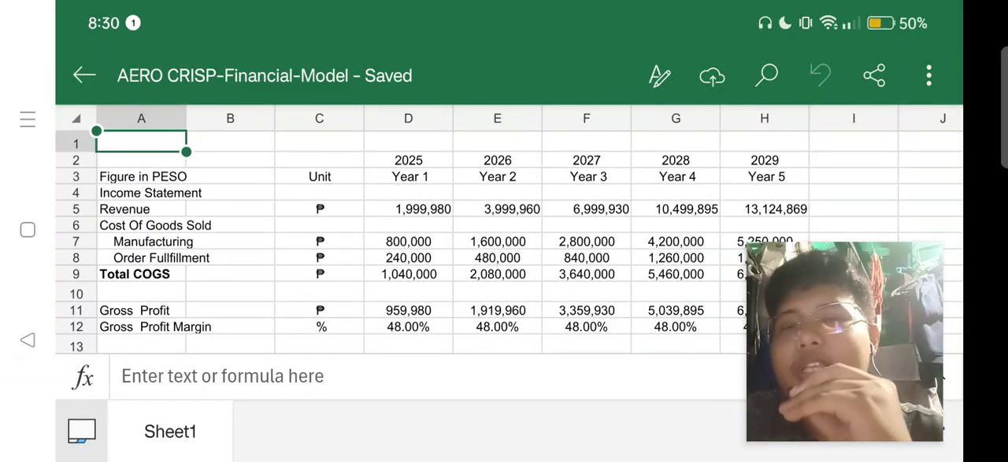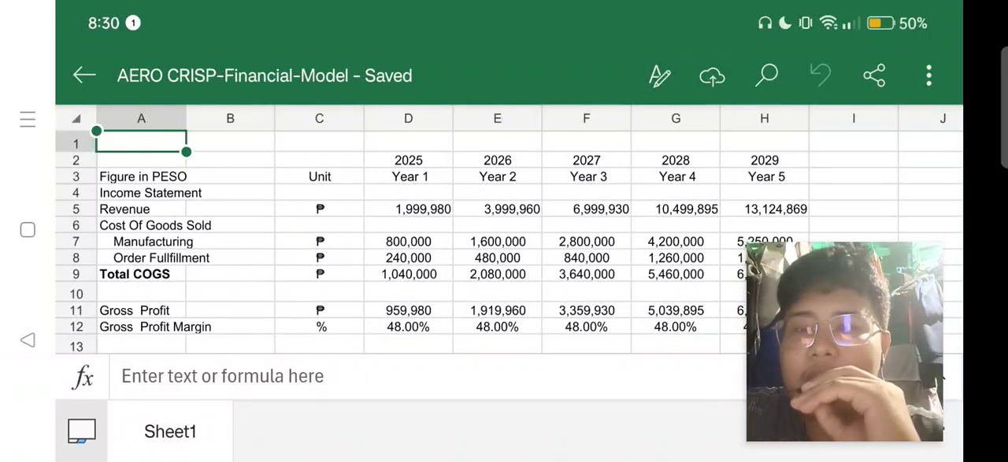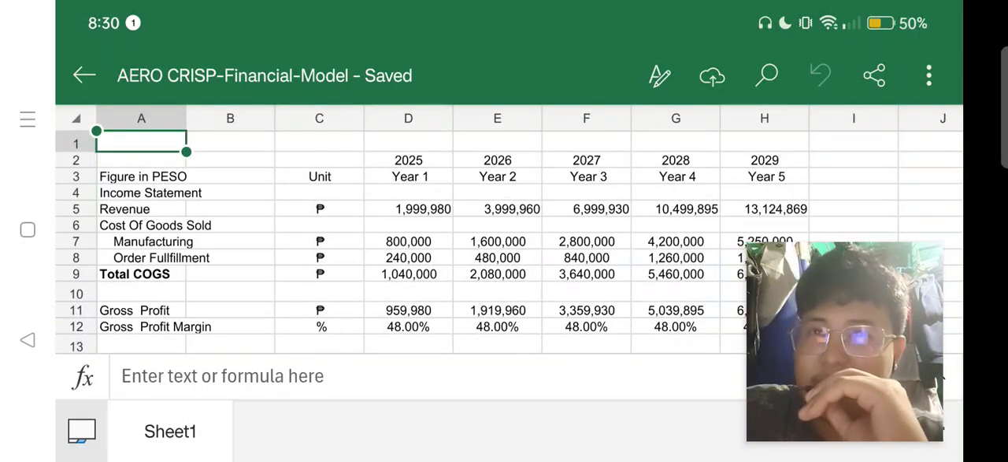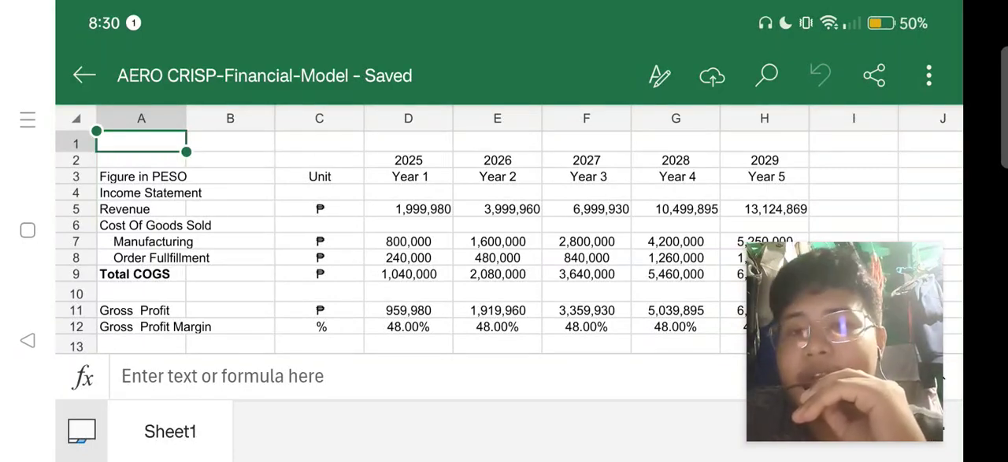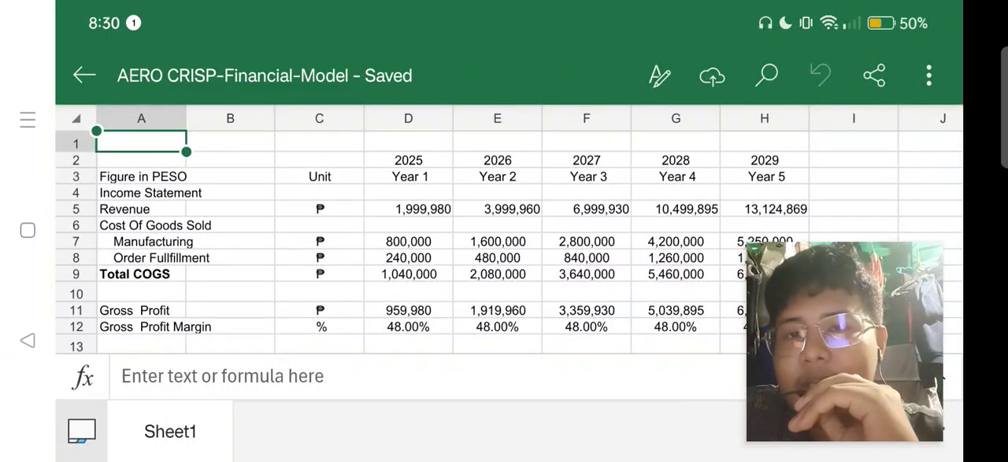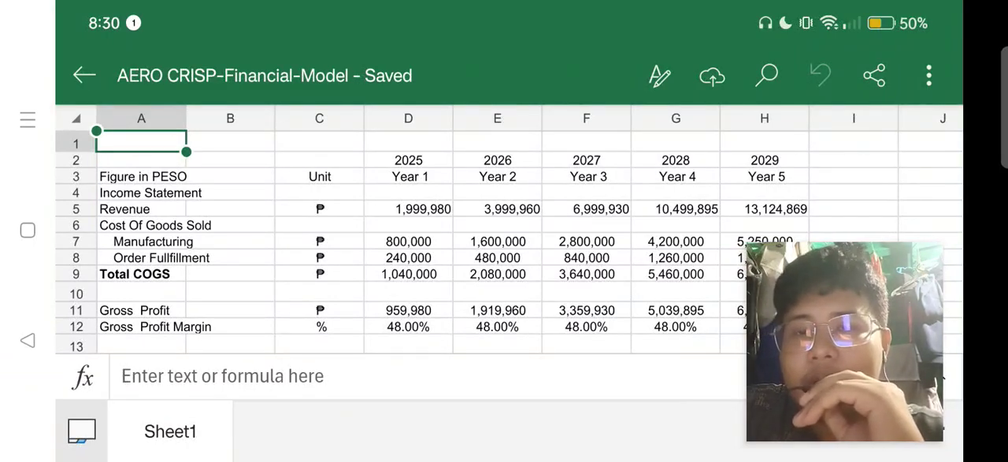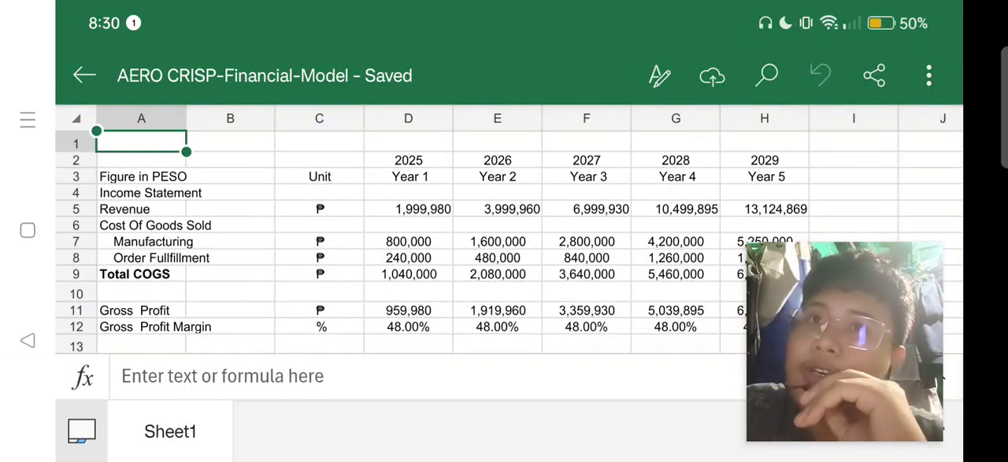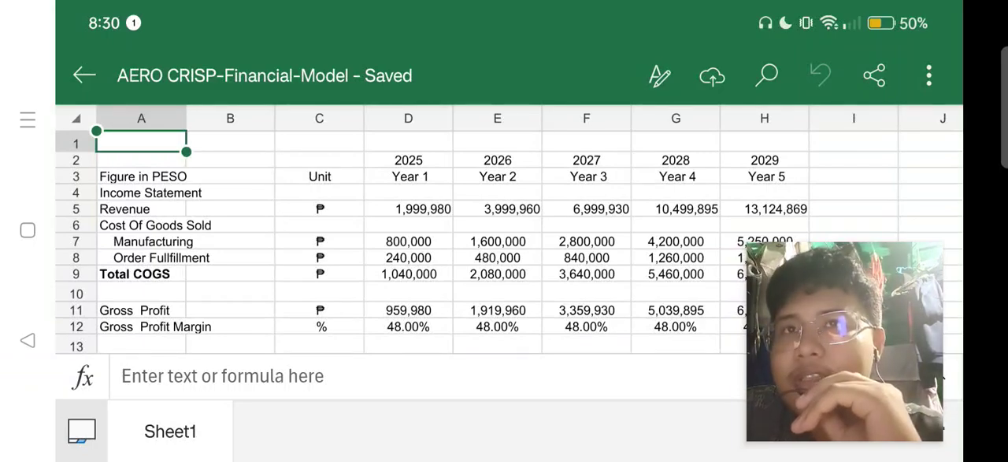So imagine AeroCrisp is like planting a small mango tree. In the first year, it only gives a few fruits, diba? Then that's a small revenue at the start, but you still need fertilizer, water, tools, and some of that, and those are also costs, right? As the years go by, the tree grows bigger, produces more mangoes, and you sell more. That's the revenue.